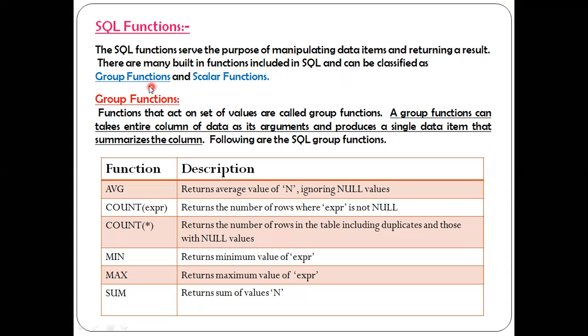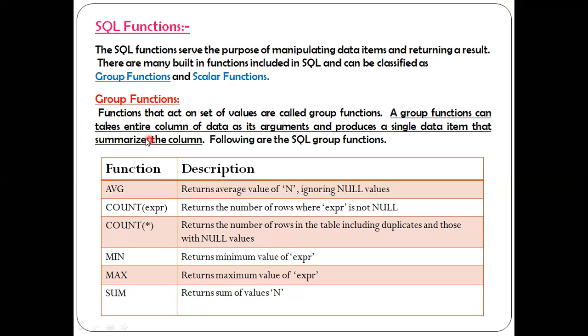There you can see the names. The first one is group functions and the second one is scalar functions. These are the built-in functions which are available in the structured query language. So let us go for the first one, that is group functions. As the name itself indicates, it is going to act on a group of values. Functions that act on a set of values are called group functions. This is the most important.